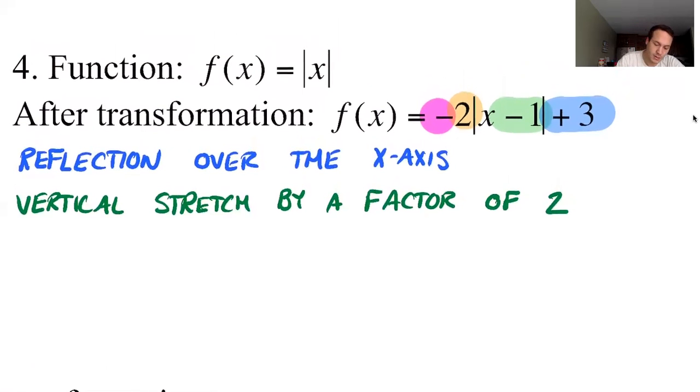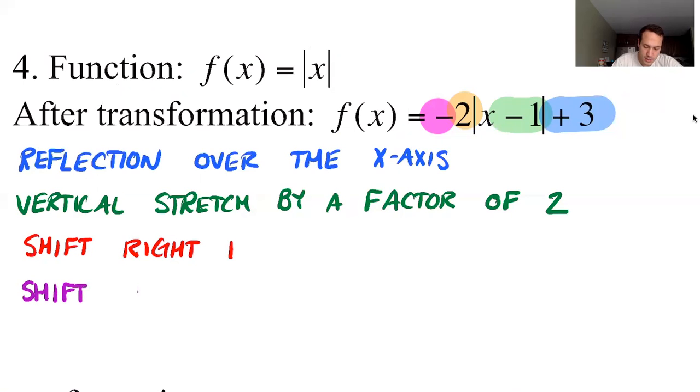Let's get my face out of the way. I have a negative on the inside. That means it is a shift of right 1 unit. And I also have that plus 3 on the outside. That happens in the same direction. That is a shift of up 3. Four transformations, one problem. So much fun.